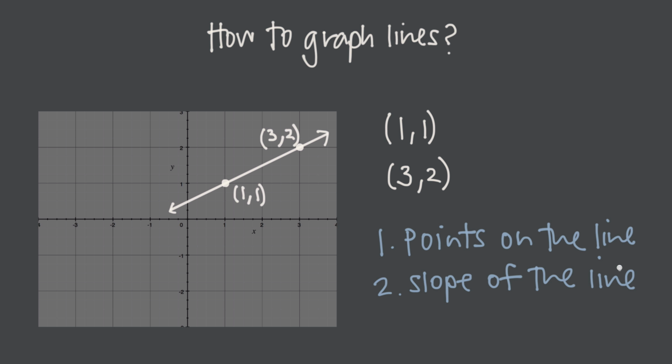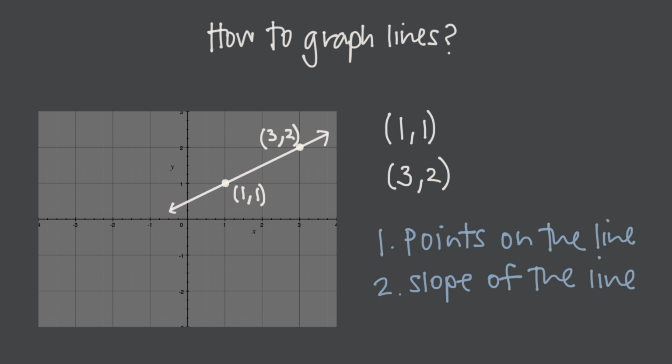But what about the slope of the line? Well, this part's really important too. The slope of the line you can think of as how fast the line is moving up or moving down. And really, when it comes down to it, slope is just defined as how fast y is changing compared to how fast x is changing.